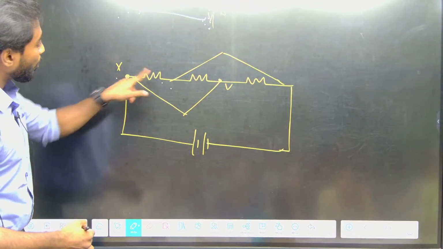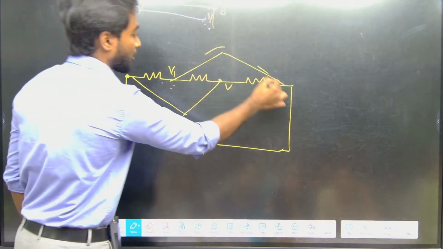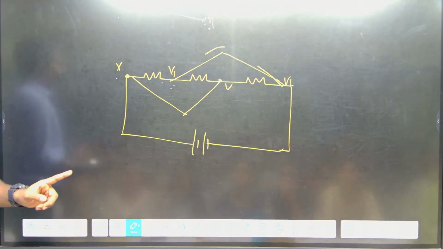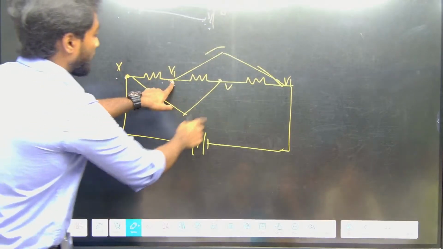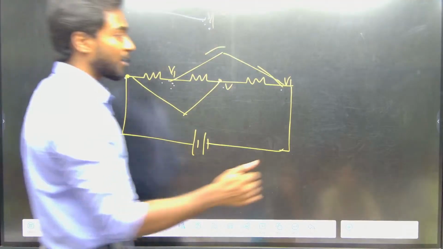Since I am crossing the resistor, can I take this as V1? If this is V1, I am going in the wire only, so this also is V1 only. Is there any other thing left out? No. So V, V1, V1, V, V, V1. So same potential means it is parallel or not?